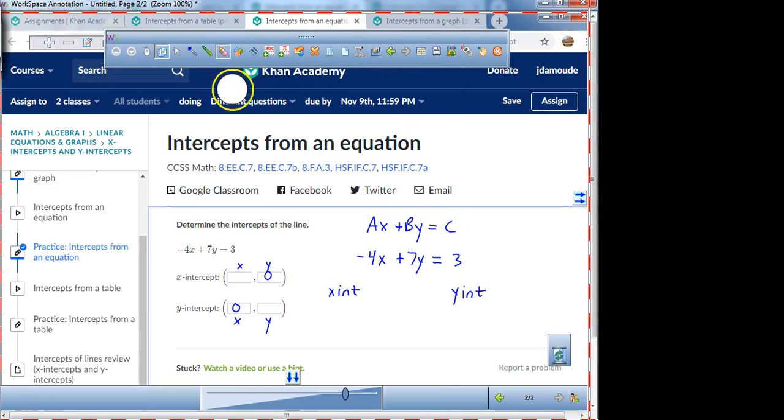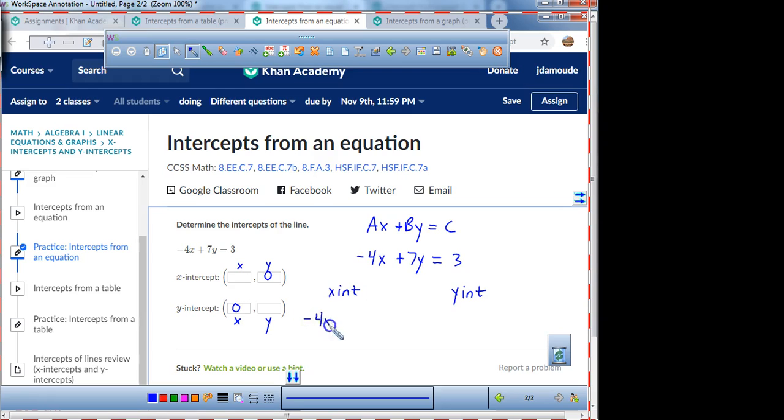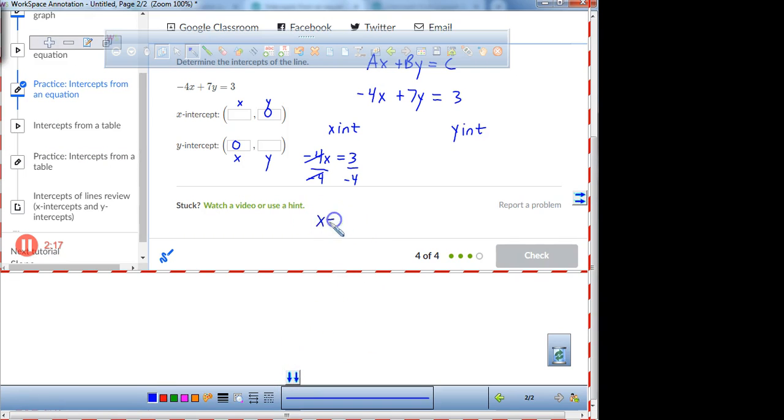All right? So, right here you'll notice that this eraser looks like a big old 0. So I'm going to solve for my x-intercept by making all of my y values equal to 0. So look right here, x-intercept, my y value is a 0. So I'm going to make all of my y values equal to 0. And what do you notice right there? You'll see that it says negative 4x equals 3. So that's what I'm going to write down. Negative 4x equals 3. And then if I divide both sides by negative 4, those cancel to a 1, and you get x equals negative 3/4, which is your x-intercept.